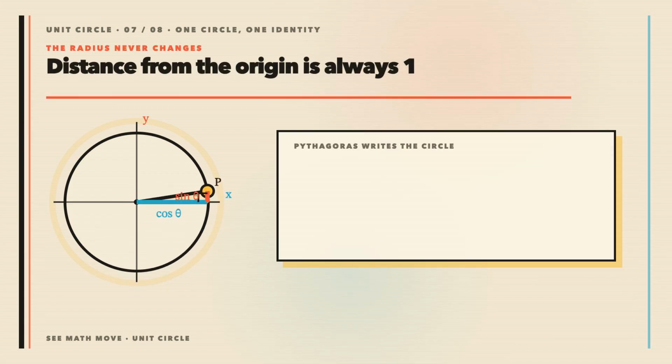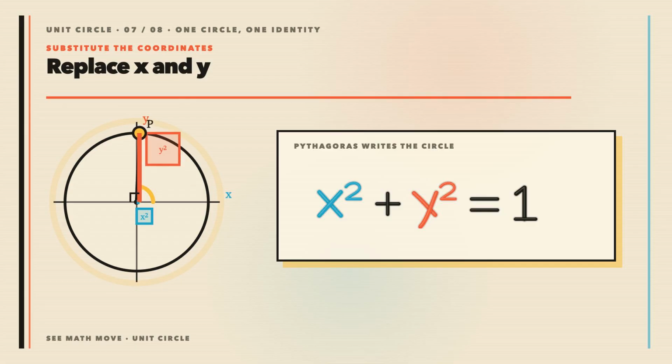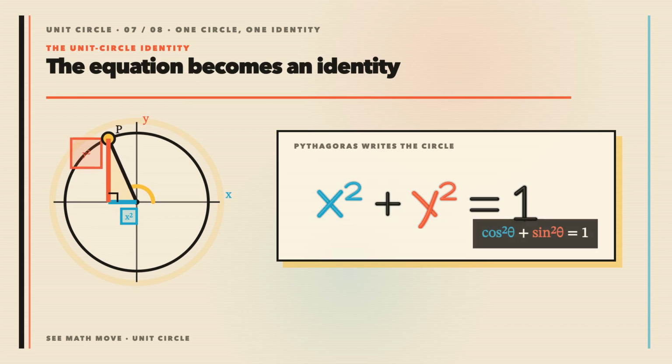One more fact is hidden in the same picture. No matter where P moves, its distance from the origin remains 1. Horizontal and vertical coordinates are perpendicular legs, with the radius as hypotenuse. Pythagoras gives x squared plus y squared equals 1. Replace x with cosine theta and y with sine theta. The result is cosine squared theta plus sine squared theta equals 1. The identity is simply the equation of the unit circle.